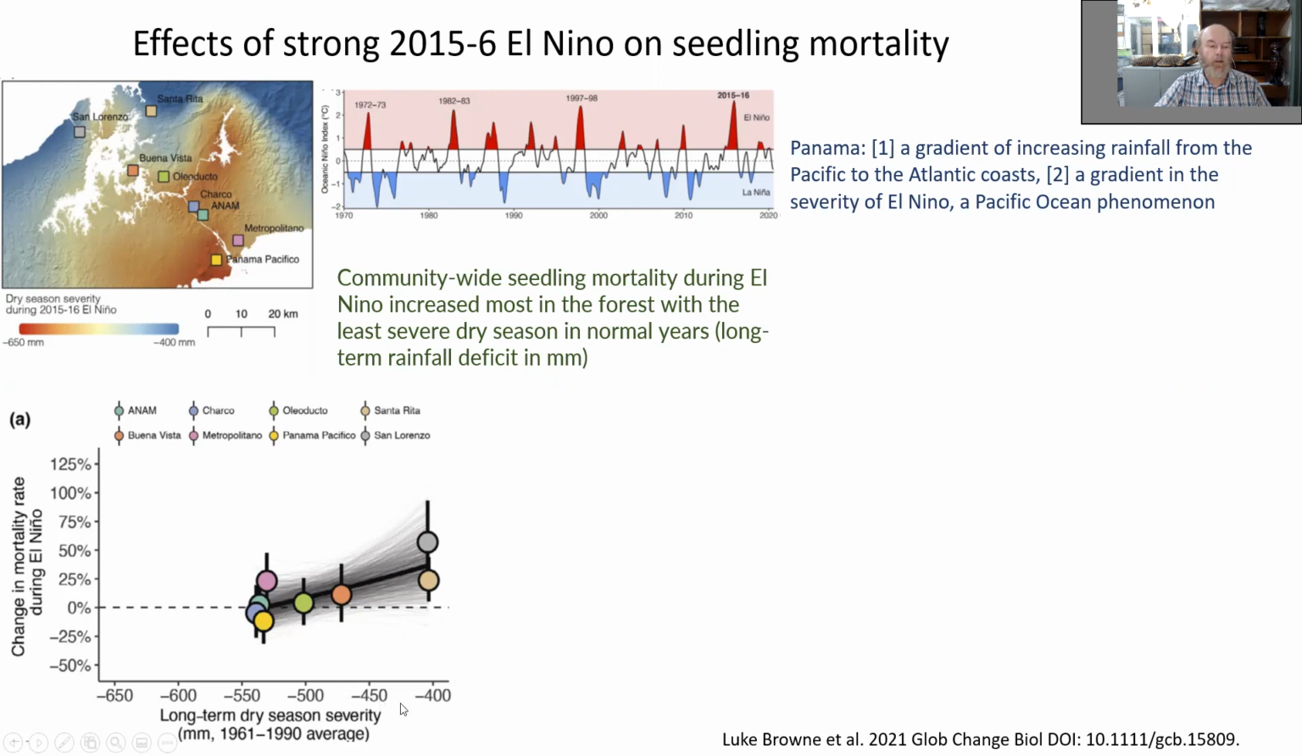And so this is the rainfall deficit in the dry season as opposed to wet season. So the bigger it is, the stronger the dry season, and that's the x-axis. And on the y-axis is the change in mortality with El Nino. And you can see that the forests which are already used to a strong dry season, even in El Nino, nothing happens there. There is basically no change in mortality.